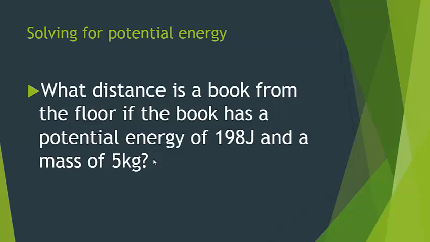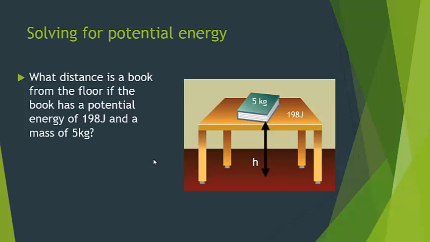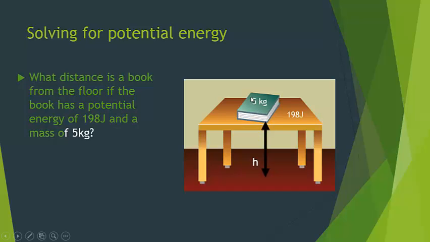So, this is our example problem. What distance is a book from the floor if the book has a potential energy of 198 joules and a mass of 5 kilograms? So, this is a picture representing the problem. So what distance is the book? So we're looking for the height. The 5 kilogram book has 198 joules of stored energy.